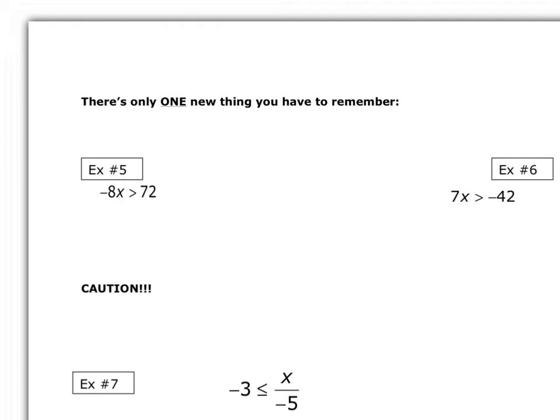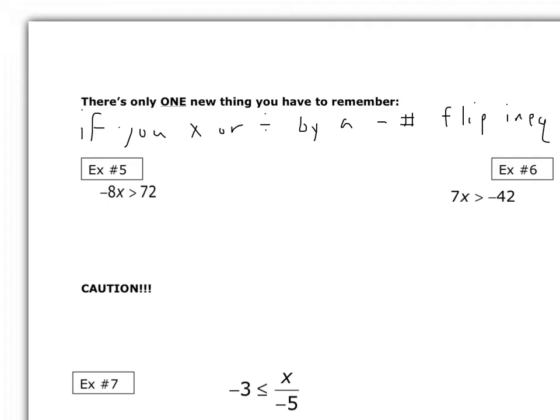Okay? If you are undoing multiplication and division and you divide each side or multiply each side by a negative number, you must flip the inequality. Okay? If you multiply or divide by a negative number, you must flip your inequality. Okay, now let me give you a few examples of what that's like.